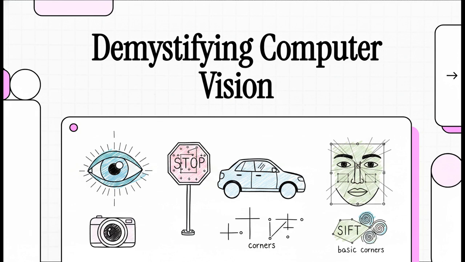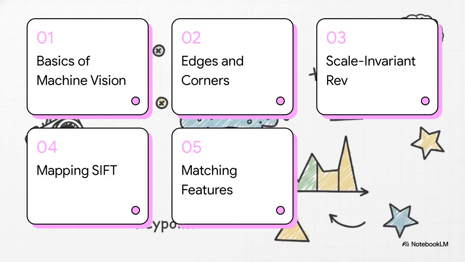We're pulling back the curtain on how computers detect features, starting from the most basic corners all the way up to incredibly complex algorithms like SIFT. Okay, let's quickly map out our journey. We'll hit the basics of machine vision, move on to finding edges and corners, explore the scale invariant revolution, map out the SIFT algorithm, and finally, wrap up with matching features like humans.